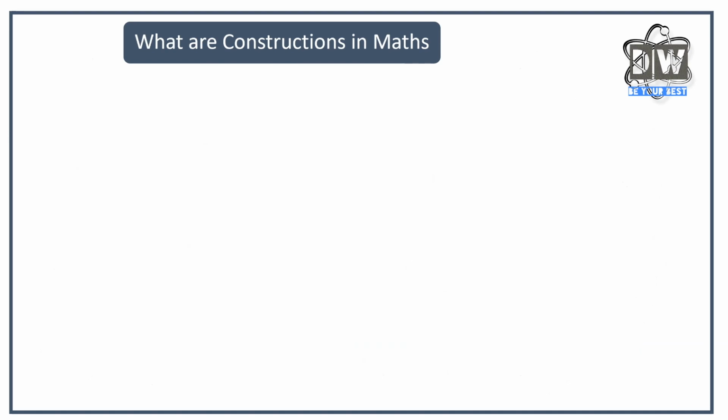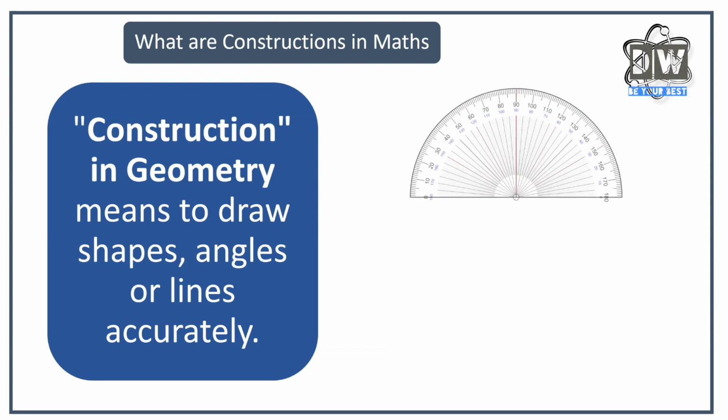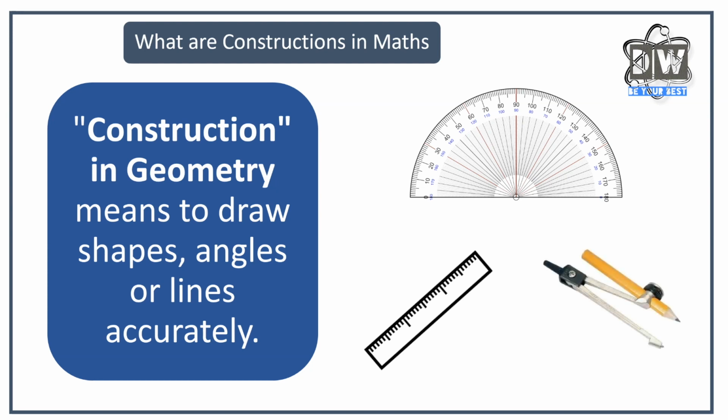So what are constructions in maths? We've gone over this before, but in geometry it means to draw shapes, angles or lines accurately. And we've talked about this a lot, and this is where we need to be really accurate today, because it's the first time we're going to use our compass. So we are going to have our protractor, our ruler, and our compass available to us. We're not actually going to use our protractor today. We're going to use our ruler and our compass, and we've got to make sure that the pencil on our compass is really sharp, because if it's not, we won't be accurate, and it's all about being accurate.